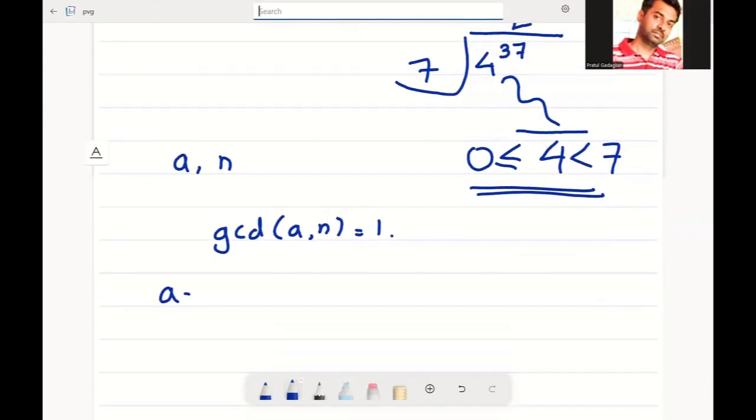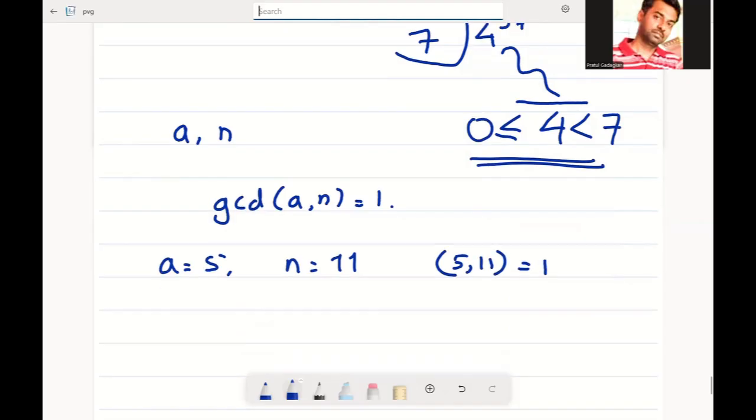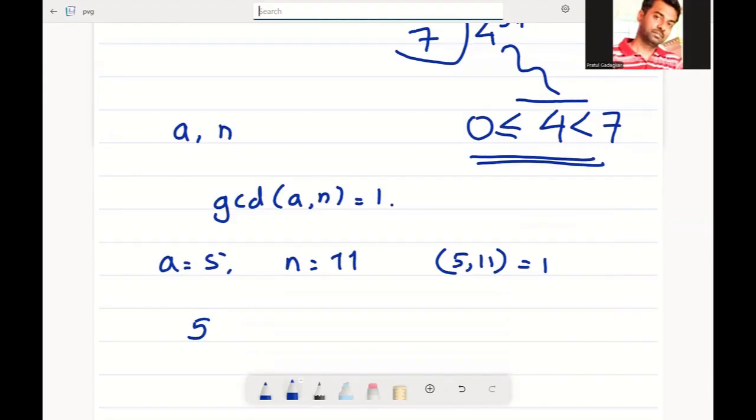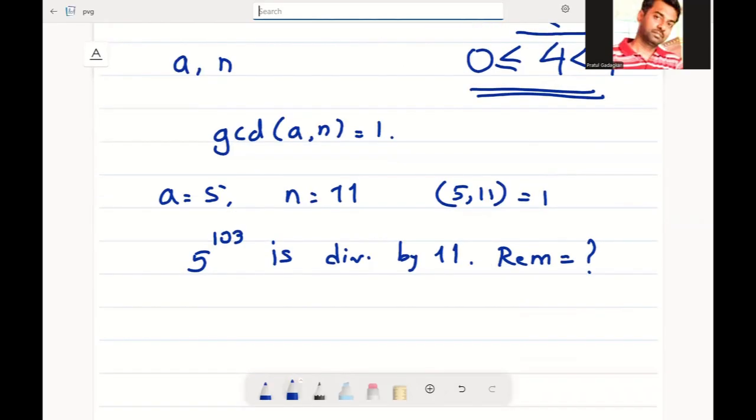For example, if I take a equal to 5 and n equal to 11, now I know that the GCD of 5 and 11 is 1. So I can create a problem of my own. I can say 5 raised to something is divided by 11, and I'm interested in finding the remainder. So take this power to be a big number, say 103 or something like this, and try to solve this problem. If 5 raised to 103 is divided by 11, what will be the remainder? I can do this problem by Euler's theorem because I know that the GCD of 5 and 11 is 1. So obviously I can apply Euler's theorem.